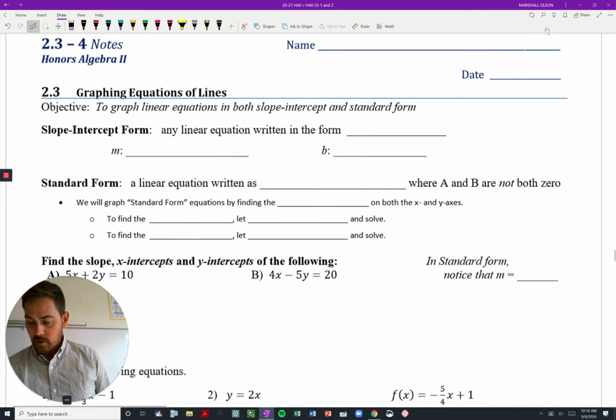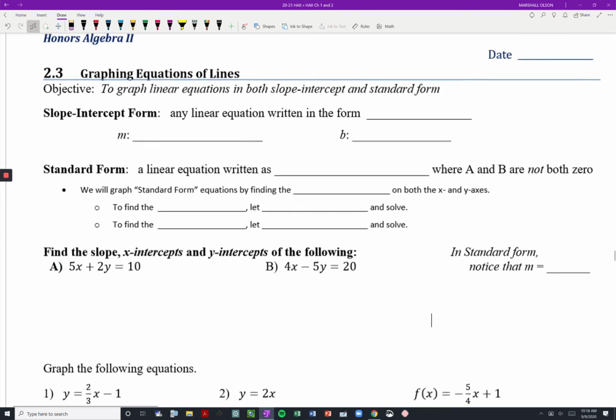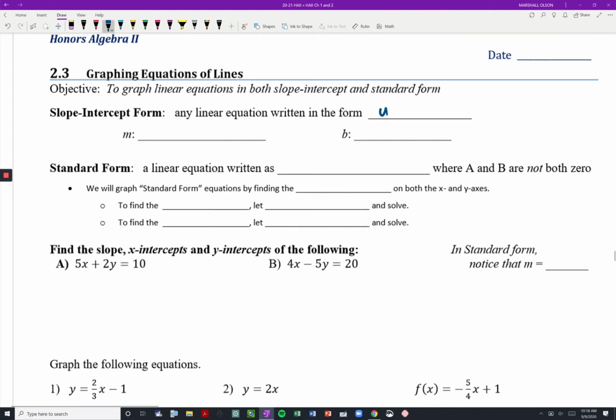All right, so looking at these notes here, slope-intercept form, I know you know what that is. We're going to put it here anyways. y = mx + b. m is the slope. b is the y-intercept, and we're going to write down exactly what they are in a second here.